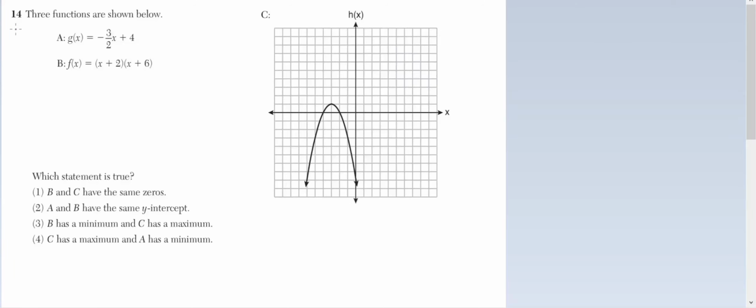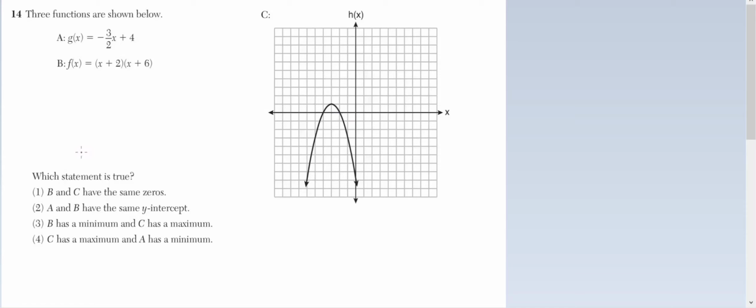So for number 14, the question reads, 3 functions are shown below. We've got A, which corresponds to the function g of x, which equals negative 3 halves x plus 4. Function B is f of x, equals quantity x plus 2 times quantity x plus 6. And then function C is this downward opening parabola, and its center looks to be at negative 3. It has roots at negative 4 and negative 2. So the question is, which statement is true?